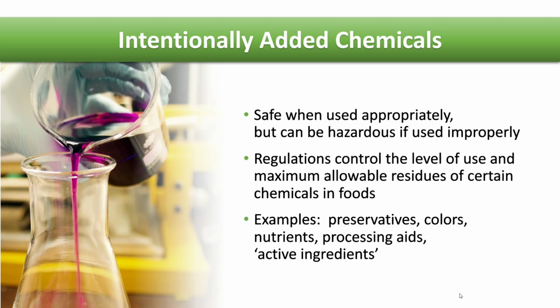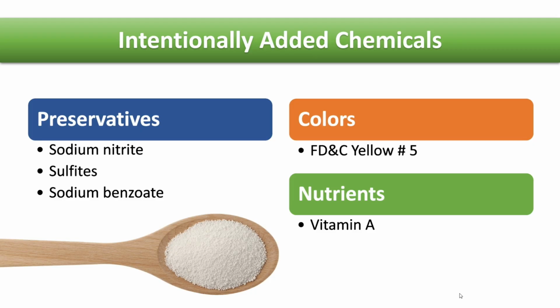Sometimes we have to add some chemicals to products to enhance the flavor, the color, or even use as preservatives. The regulations control the levels of use and maximum allowable residues of certain chemicals in foods. When they're used properly, they're safe. But if they're used improperly, they can be hazardous. Some examples of intentionally added chemicals include some preservatives, food coloring, and some supplement nutrients.